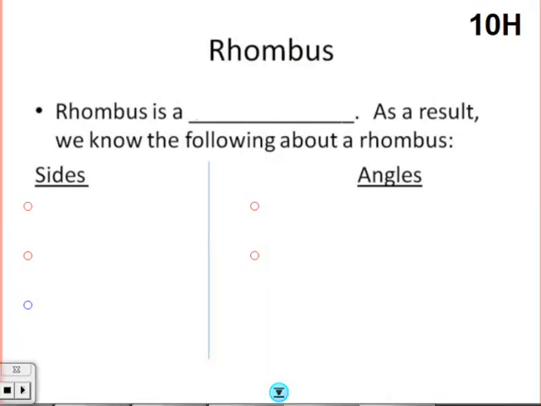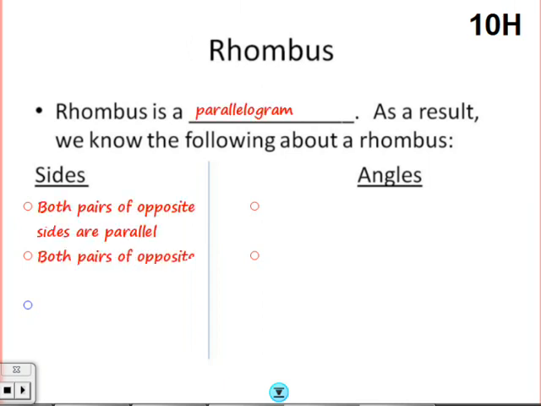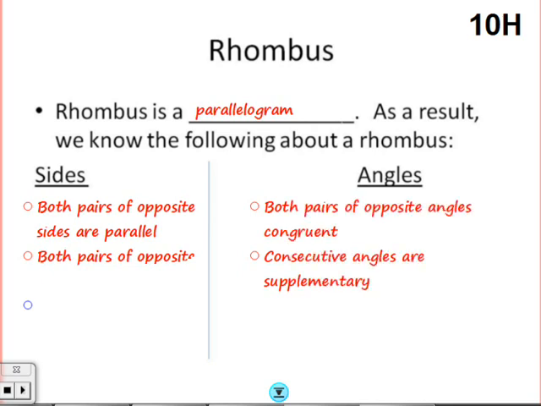So here we have rhombuses. A rhombus is a parallelogram again. So all the stuff we know about parallelograms, all still true. The big difference between parallelograms and then rhombuses, rhombi, rhomboids are all correct, plural forms. What's the big difference between a parallelogram and a rhombus? Very good. All the sides of a rhombus are the same.